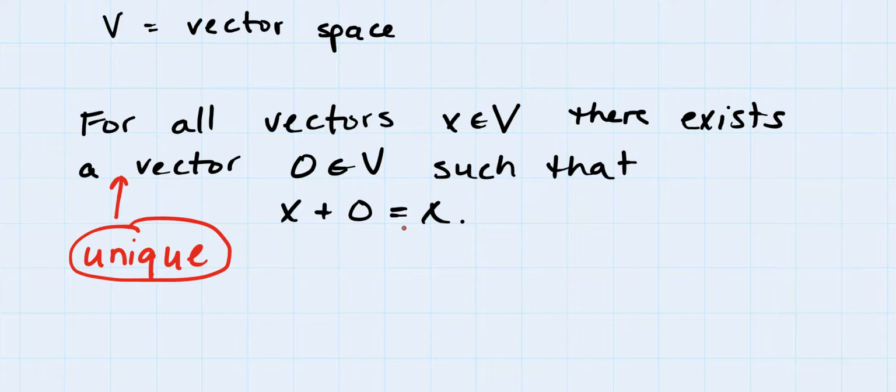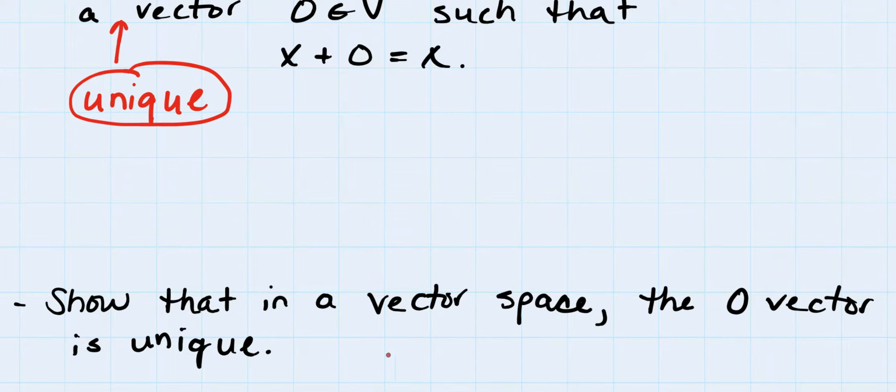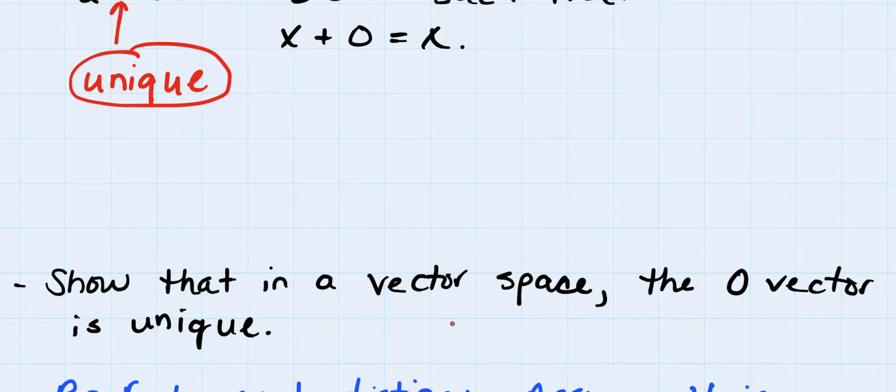I want to prove this. I want to show that this vector is actually unique. So show that in a vector space, the 0 vector is unique. And how I'm going to do this is I'm going to use a proof by contradiction. I'm going to assume that there's more than one vector that acts like the 0 vector. And so if there's more than one, then there's going to be at least 2 of them.